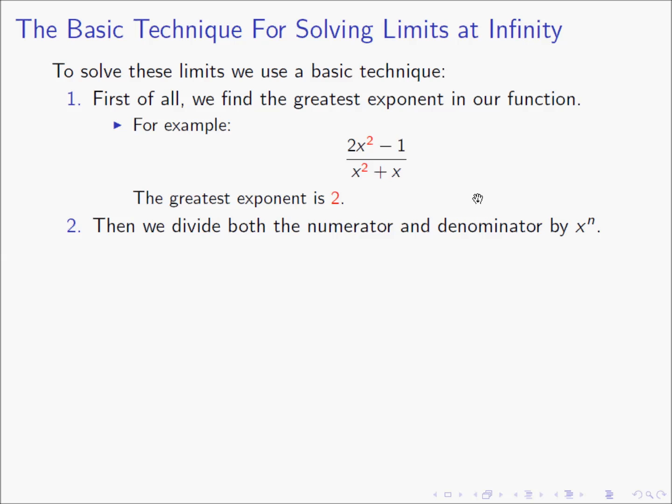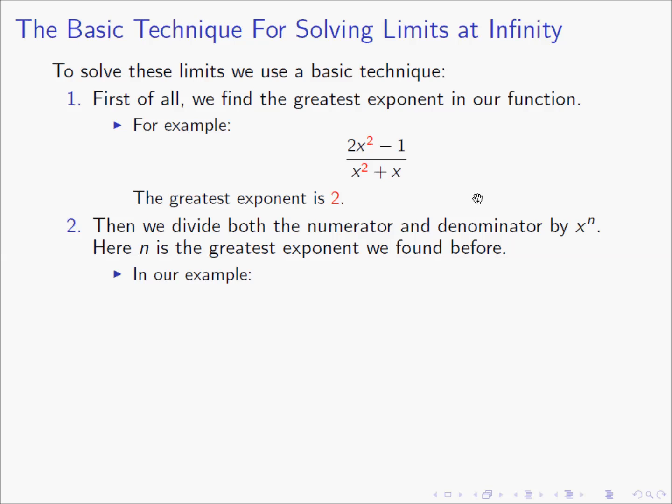Step 2 is to divide the numerator and denominator by x to the n. Here n is just the greatest exponent we just found, and in our case n equals 2. So we divide everything by x squared. Remember that you can do this with fractions, because here the x squared cancel out and you remain with the same expression again.